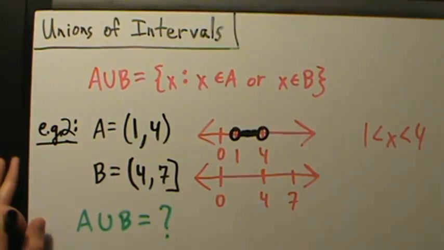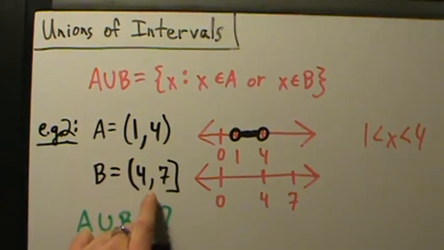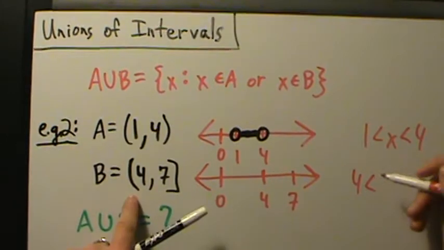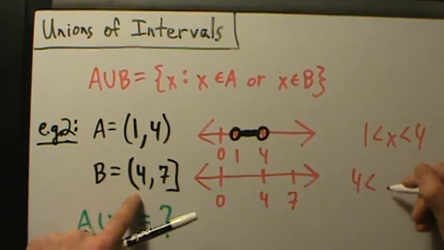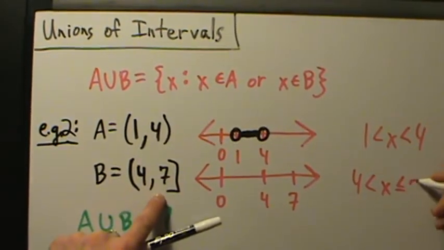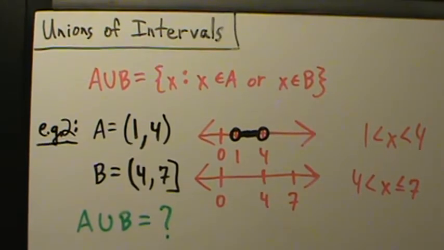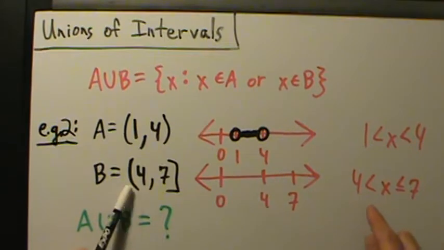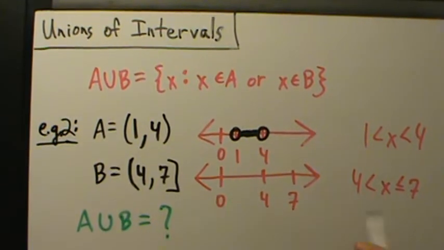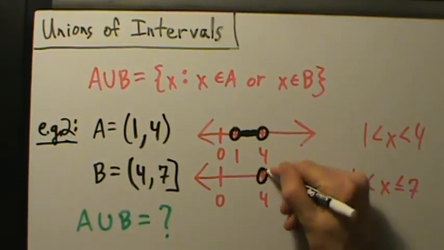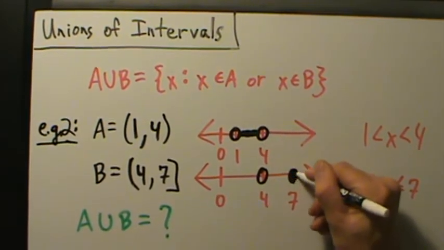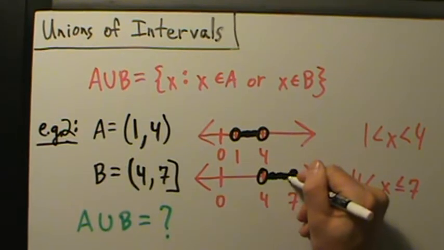Now 4 to 7: 4 is strictly less than x, a strict inequality here, and then x is less than or equal to 7. Remember, square bracket means or equal to. Rounded parentheses mean strict inequality, which means open circle, and or equal to means closed circle, so a closed circle on that 7. Then we have everything in between.